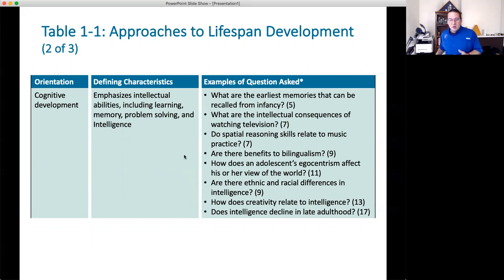Okay. So, some of the questions we'll be asking is what defines intelligence? Are there ethnic and racial differences in how we define intelligence? Okay. Just out of curiosity, just kind of toss it out to you. How would you categorize, how would you describe intelligence? What is intelligence?